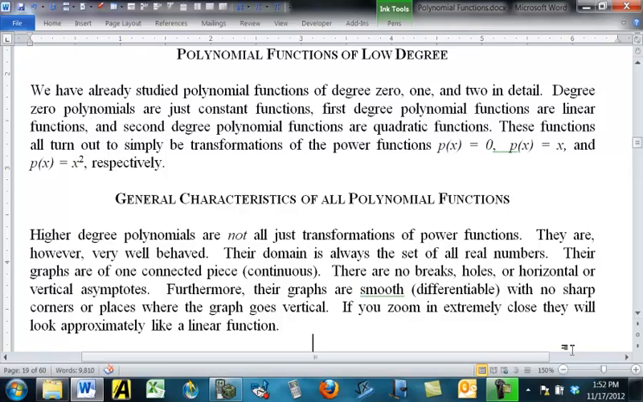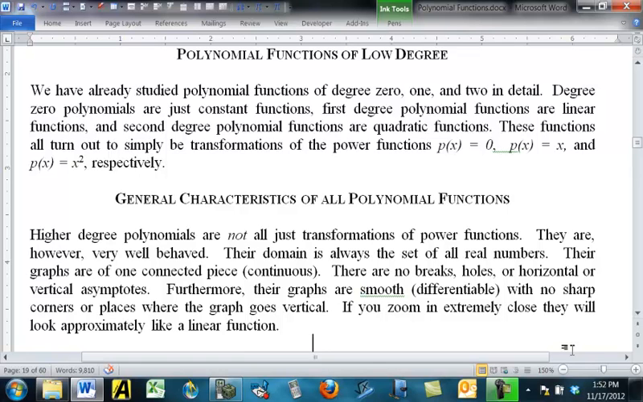Their domain is always the set of all real numbers. Their graphs are one connected piece, so they're continuous. So there are no breaks, no holes, no horizontal or vertical asymptotes. Some of those things we've found in some other kinds of functions, like exponentials had some horizontal asymptotes. Logarithms had vertical asymptotes. There's a hole in the graph for a power function when the power was 0.